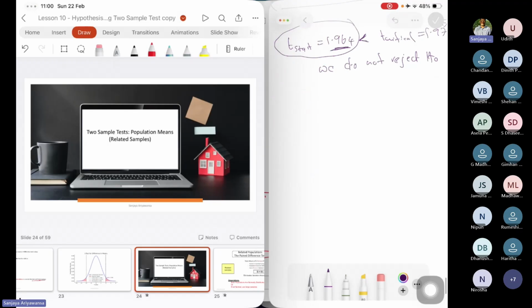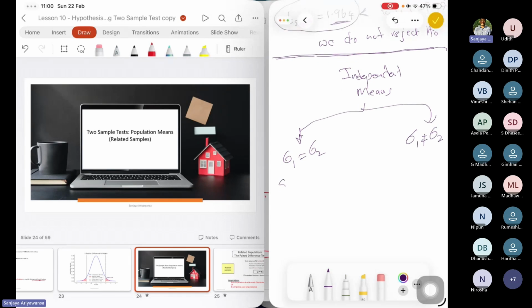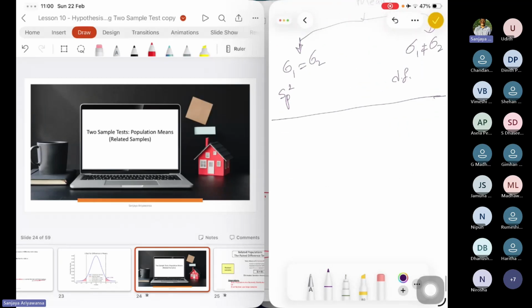Right. So all of that we did for the cases of independent means. We looked at sigma 1 equal to sigma 2 and sigma 1 not equal to sigma 2, and accordingly both cases use the t-test statistic. The only thing is, here we had a pooled variance. Here the big equation was in the degrees of freedom. So that is the independent means case.